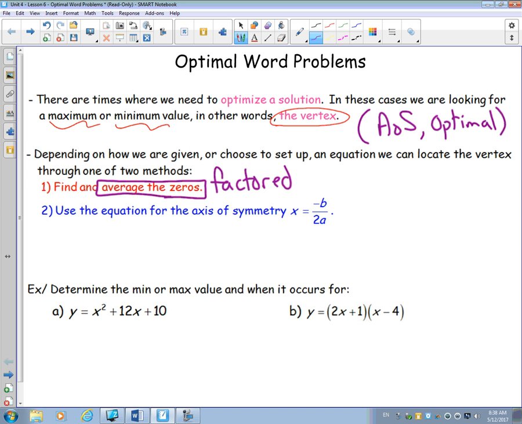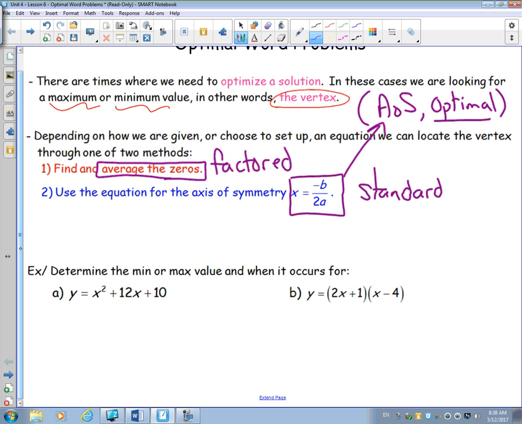Totally works. We also have a second situation. We might have standard form. If we have standard form, we can't really see our zeros. We have to use our little equation we've decided, negative b over 2a. That also gives you your axis of symmetry. And again, you can plug it back in and get your optimal. So we'll go through two examples, one of each, just to remind ourselves of how this is going to work.